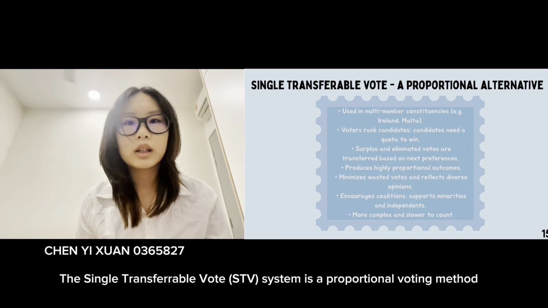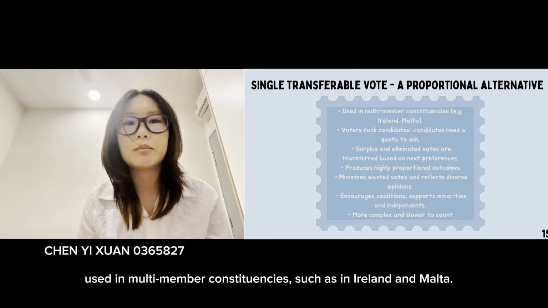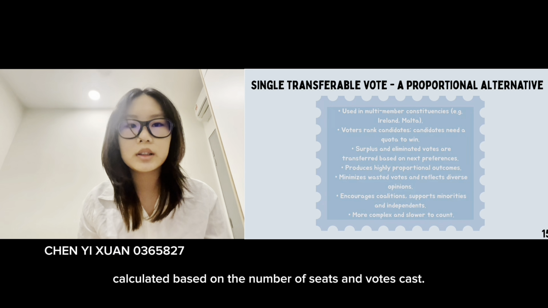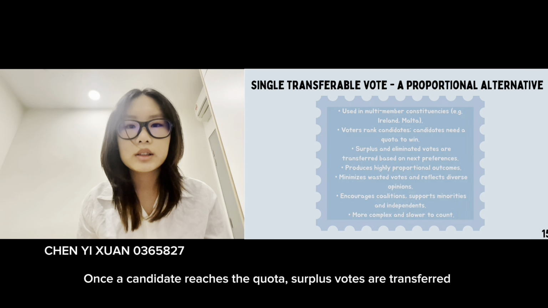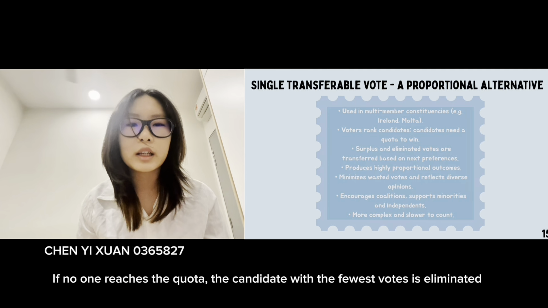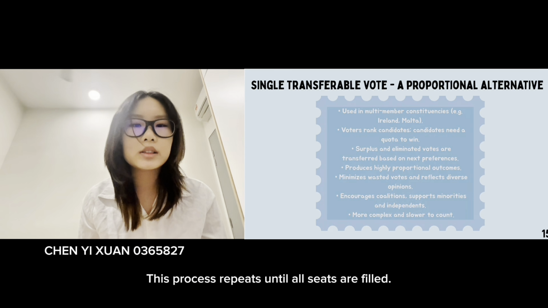The single transferable vote system is a proportional voting method used in multi-member constituencies, such as in Ireland and Malta. Voters rank candidates, and to be elected, a candidate must reach a specific quota of votes calculated based on the number of seats and votes cast. Once a candidate reaches the quota, surplus votes are transferred to other candidates based on voters' next preferences. If no one reaches the quota, the candidate with the fewest votes is eliminated, and their votes are redistributed. This process repeats until all seats are filled.